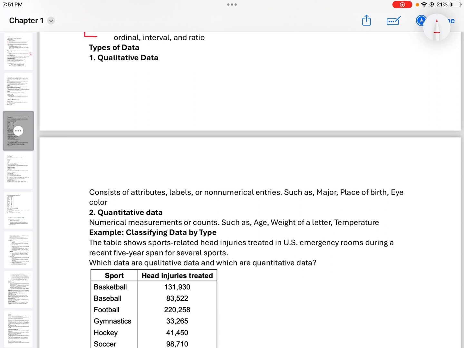These two types of data, qualitative and quantitative, are kind of hard for people to keep track of. For me, whenever I think of quantitative, I just think if it involves numbers, then it probably falls under quantitative. Qualitative is just a descriptor.